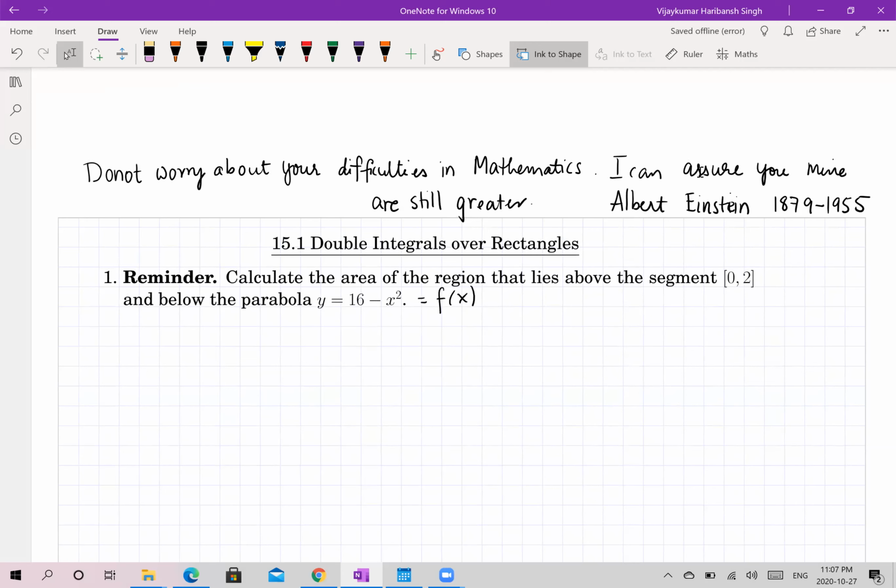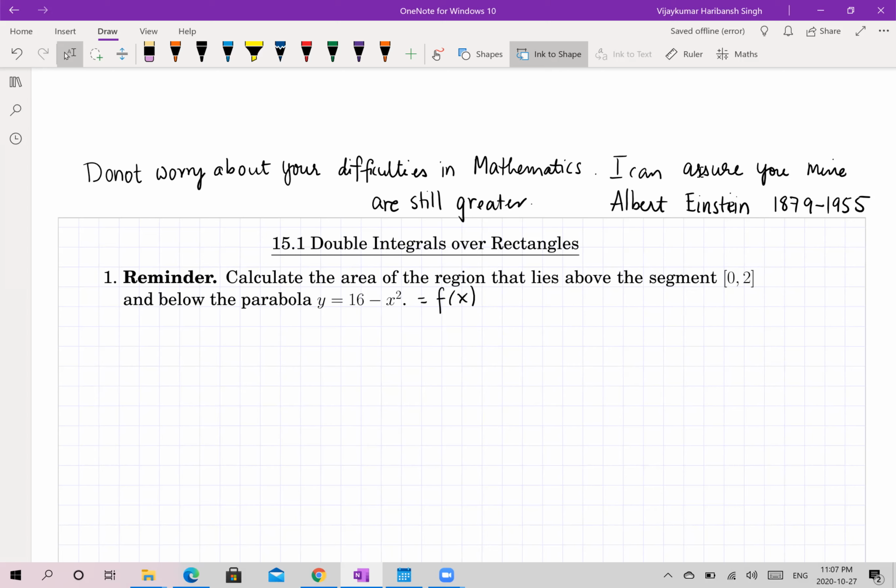I want to go with the quote of Albert Einstein. He doesn't need an introduction. So don't worry about your difficulties in mathematics. I can assure you mine are greater. Okay, that's Einstein.